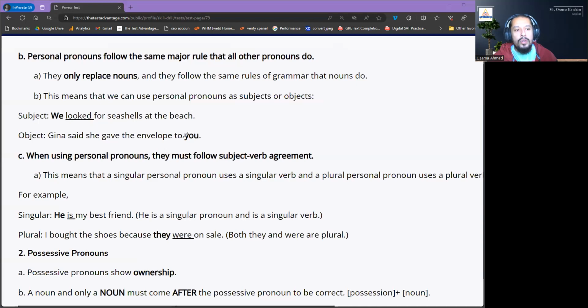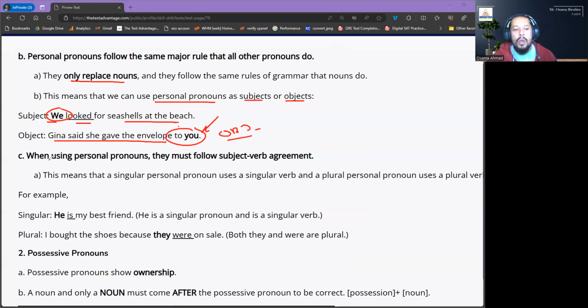Okay. Personal pronouns follow the same major rule as all other pronouns. They only replace nouns. They follow the same grammatical rules. This means that we can use a personal pronoun as a subject or object. For example, we looked for seashells. مين هم we؟ كذا واحد يعني. The important point is لازم تفهموا pronouns replace nouns. ولازم تفهموا فين الnoun ده. Gina said she gave the envelope to you. عادي, right? The object pronoun, no big deal here.